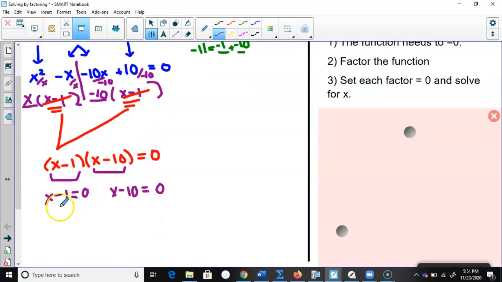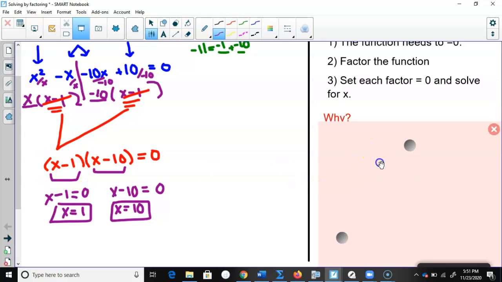So I'm going to do a little mental math here. I know if I add 1 to both sides, I'm going to get x equals 1. And add 10 to both sides, I get x equals 10. Now I want to talk about why we set those factors equal to 0 real quickly. When I'm looking at this, okay, there's something called the zero product property. So let's talk about that first.